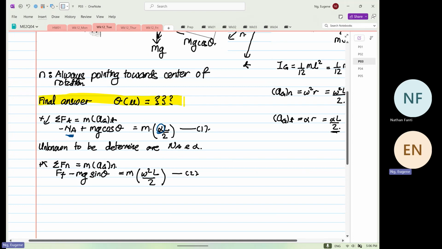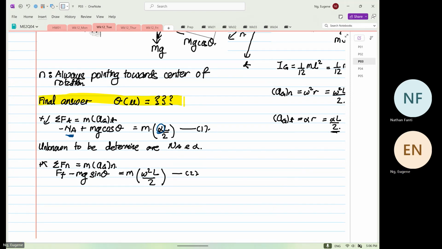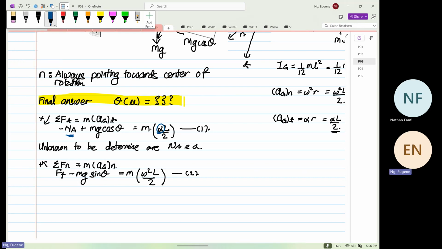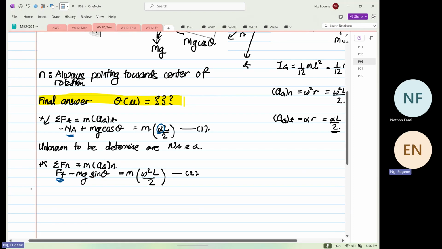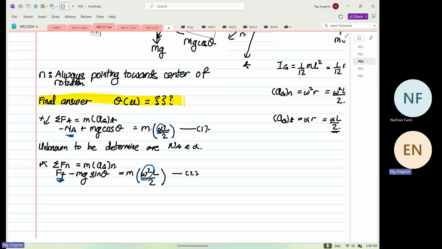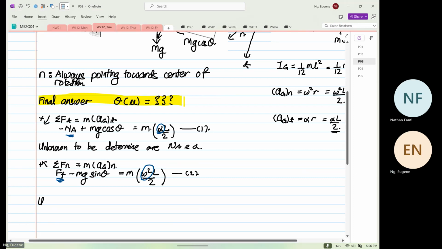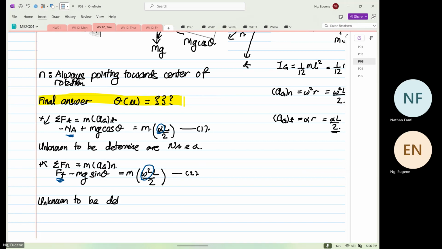Now the situation gets worse. The more equations that we form, the more bad news we have. Yes or no? So what we now need to find is, we also don't know what is our FF. And then now, thanks to Eugene, we need to find out what is omega. So the unknowns from equation number 2 are now what? FF and what? And alpha.